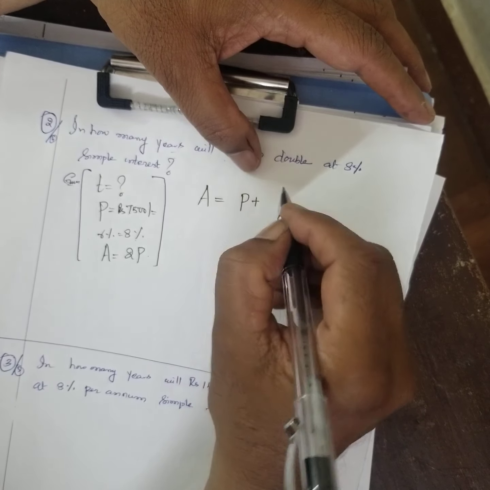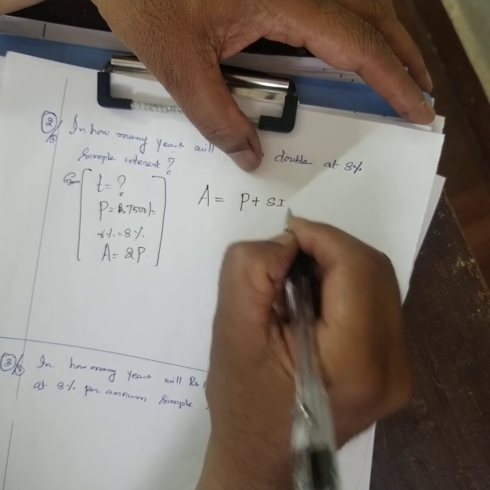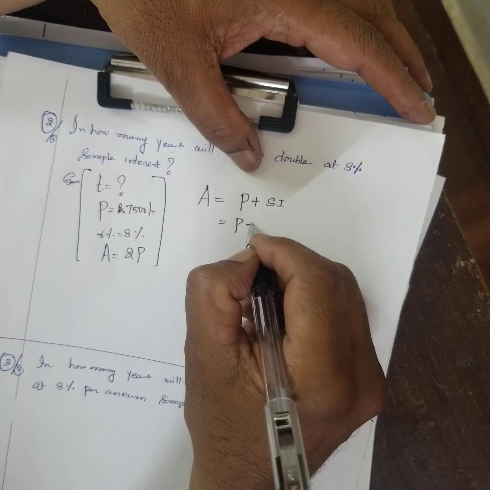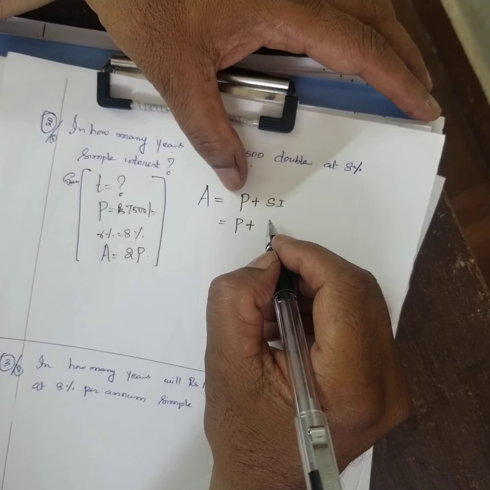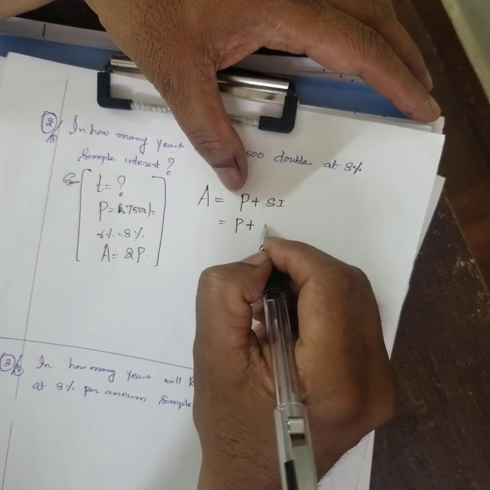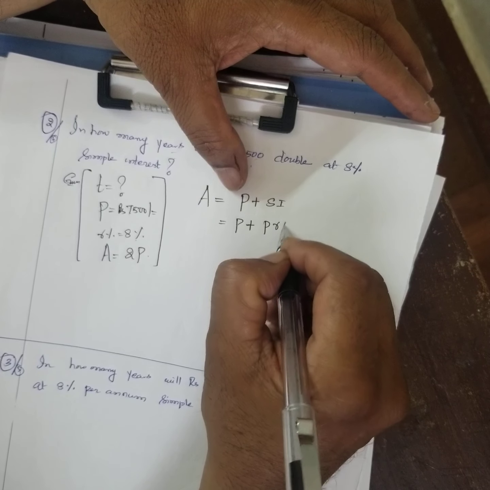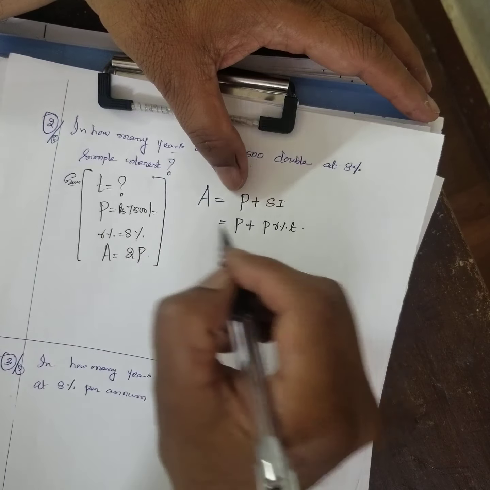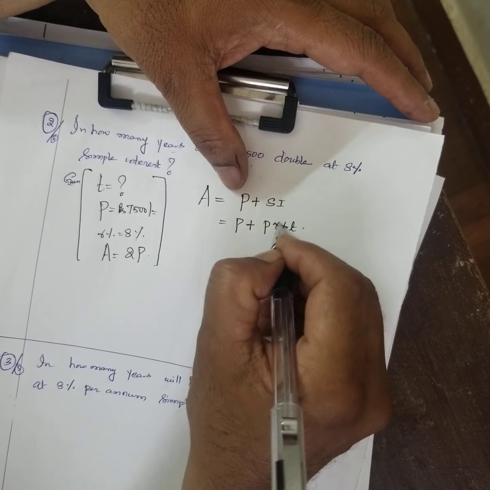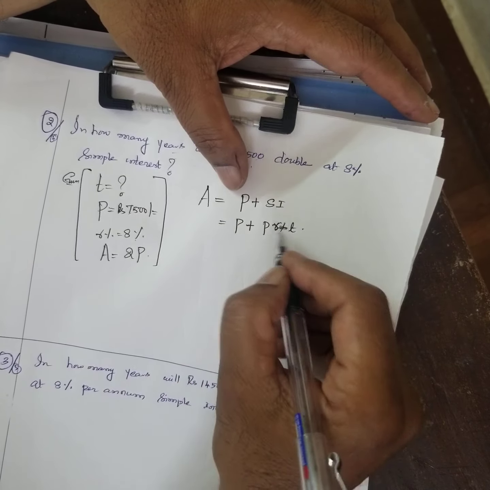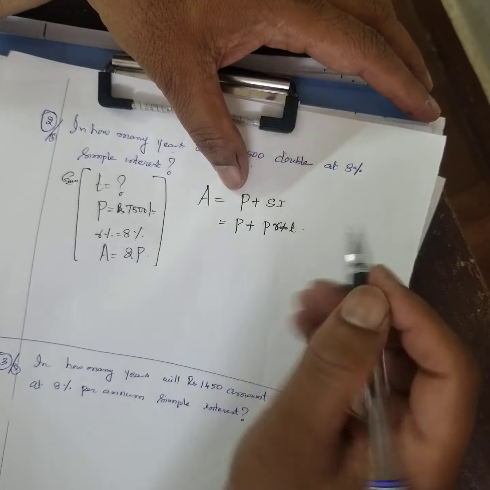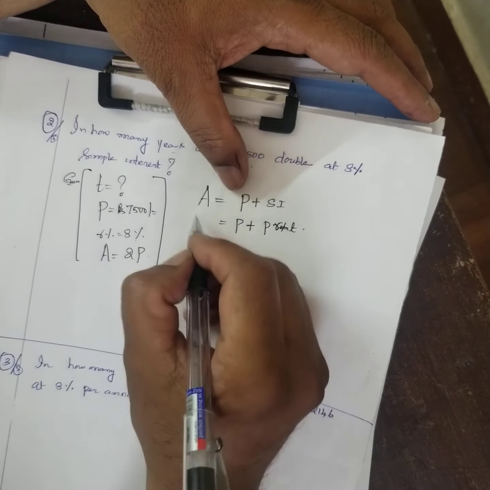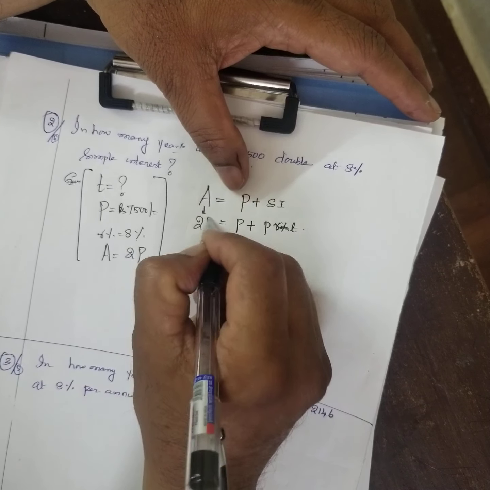Principal plus simple interest. Simple interest is what? PRT. R is the rate of interest. If you want R percent, you can write it as PTR over 100, or PT percent. The amount should be 2 times the principal.